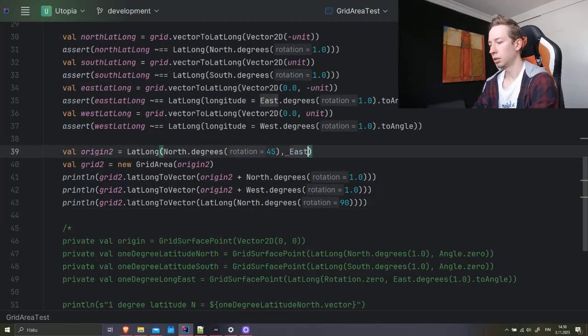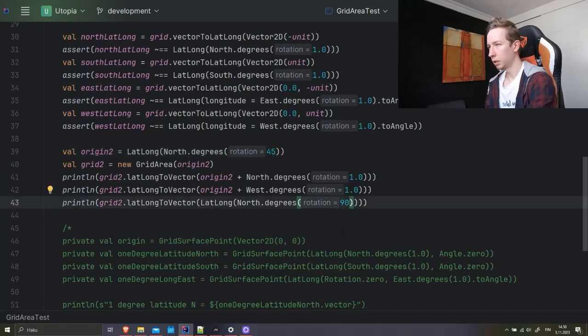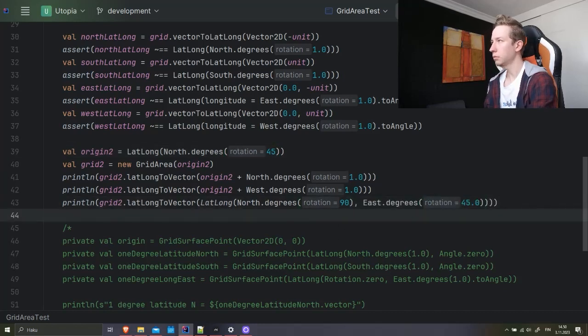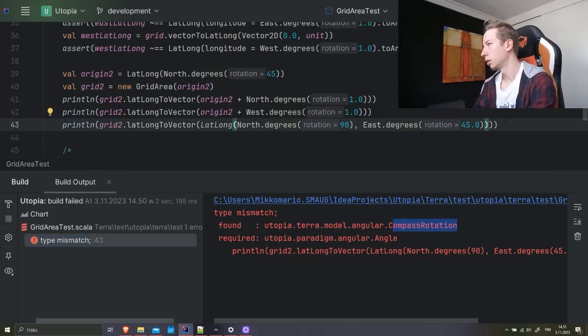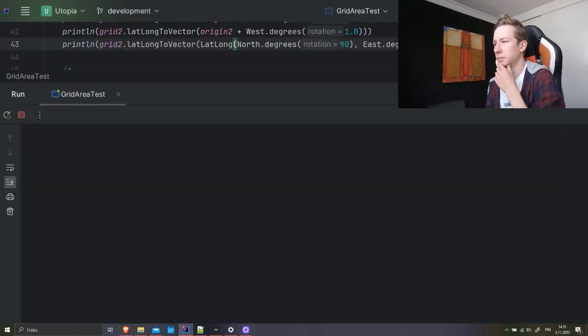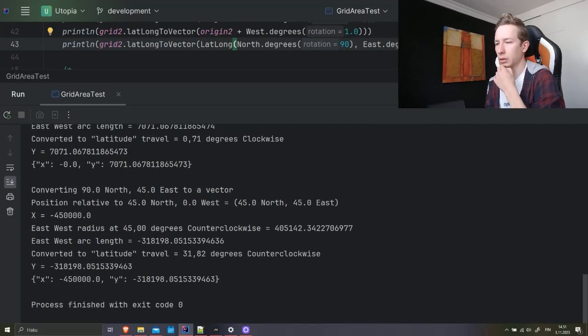East degrees, like I don't know, 45 degrees east should still yield. Oh, oops, not here. Let's take this and move it here. So that should still have the y coordinate of 0. I don't like this error here. So we, oh man, yeah.